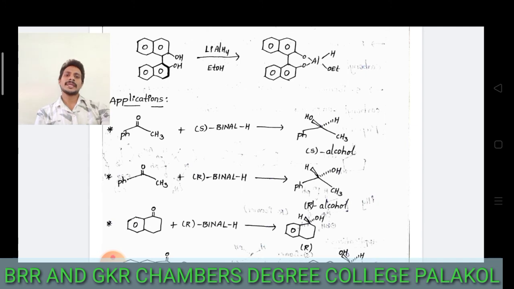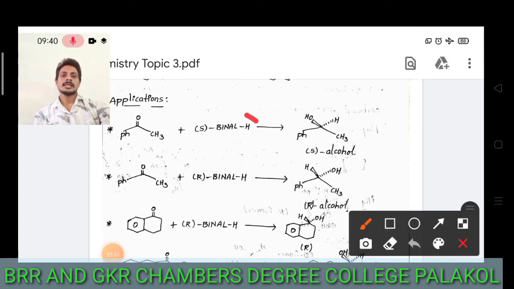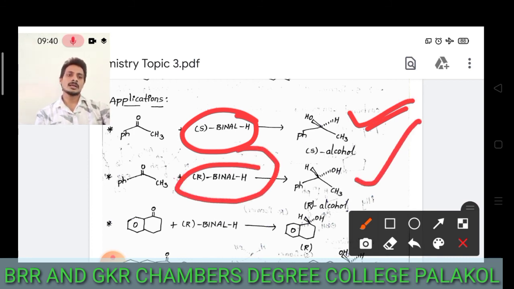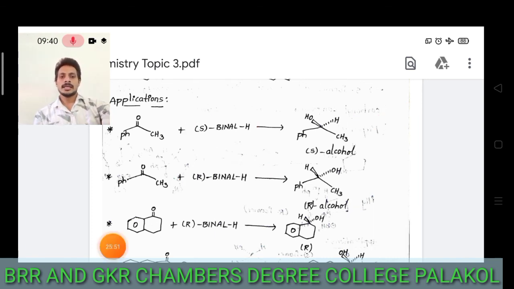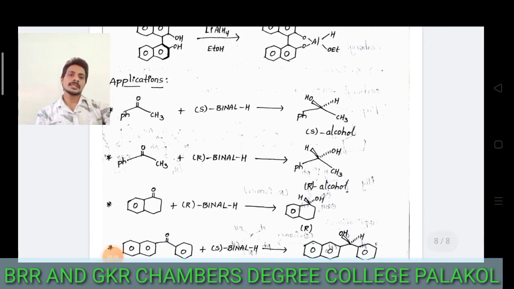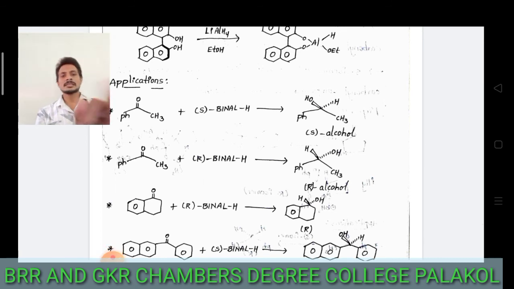Applications of BINAL-H. First, acetophenone treated with S-BINAL-H gives S alcohol. Acetophenone again, on treatment with R-BINAL-H, gives R alcohol. It is a highly enantioselective reagent. Unsymmetrical ketones on reaction with S-BINAL-H give S alcohols. Unsymmetrical ketones treated with R-BINAL-H give R alcohols.